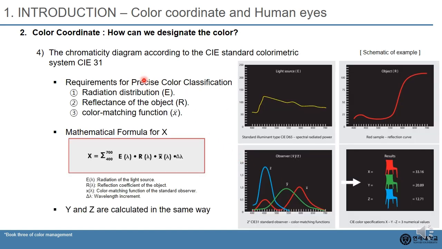The chromaticity diagram according to the CIE standard colorimetric system, CIE 31. Requirements for precise color classification are the radiation distribution E, the reflectance of the object R, and the color matching functions x bar, y bar, and z bar. This is an example of the mathematical formula for X.